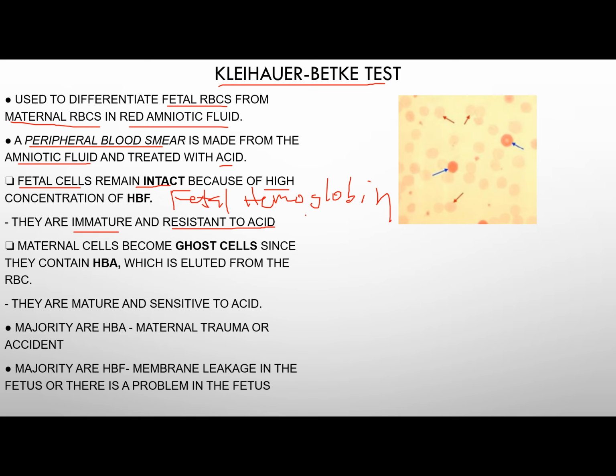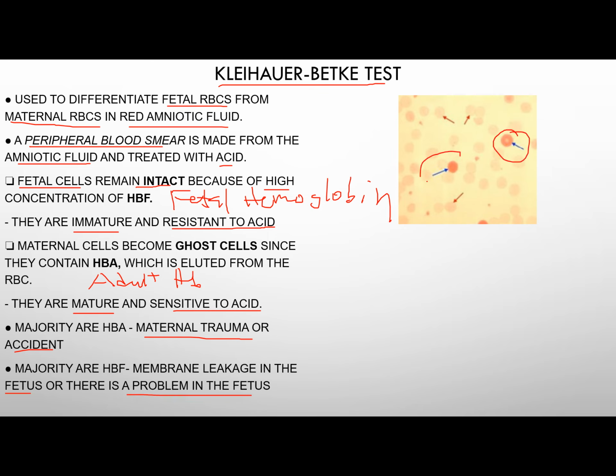While the maternal cells naman, class, would become ghost cells because they contain HbA. HbA would stand for adult hemoglobin, which is eluted from the RBC. Now, maternal cells are mature and sensitive to acid. So, what happens is that they would lyse and the hemoglobin would be released, forming the so-called ghost cell. If the majority are HbA, this would be caused by maternal trauma or accident. But if the majority are HbF, class, this is a sign of membrane leakage in the fetus or there is a problem in the fetus.